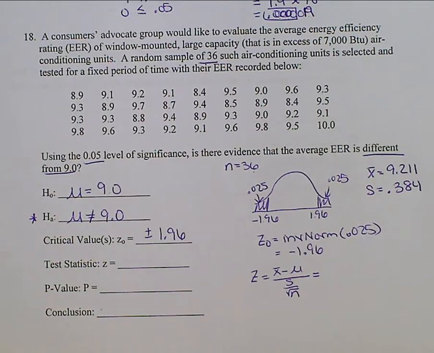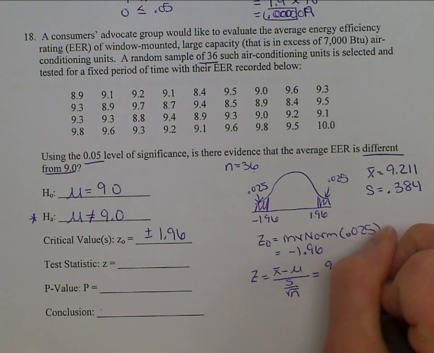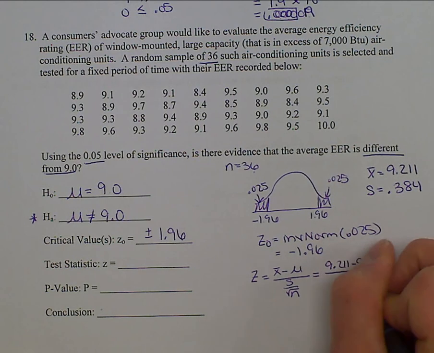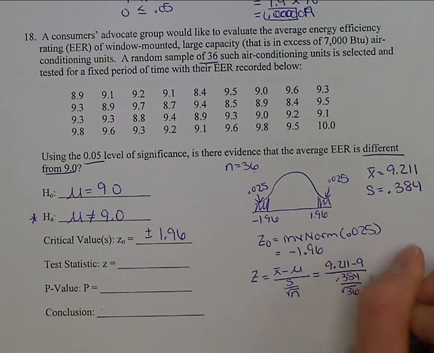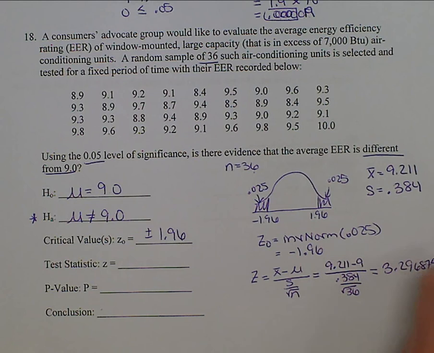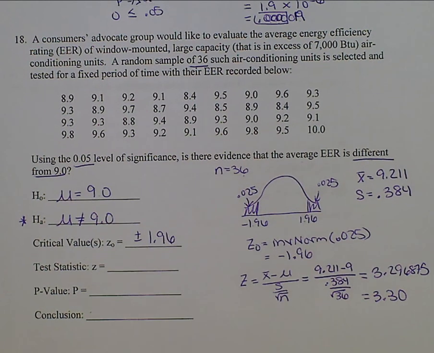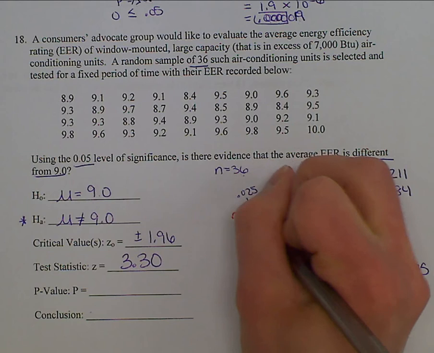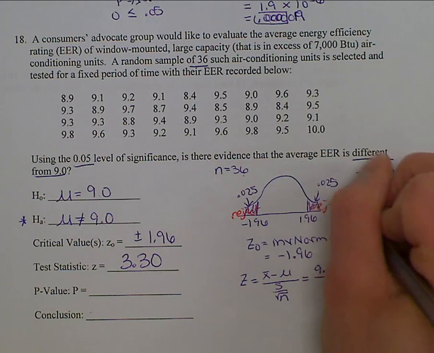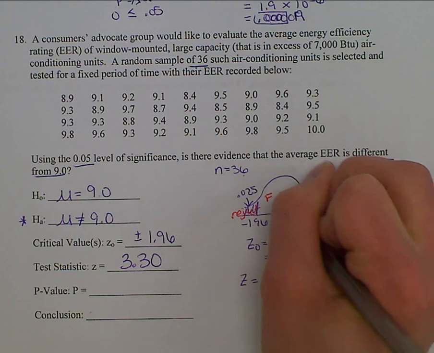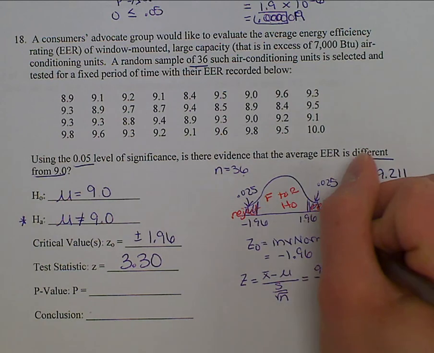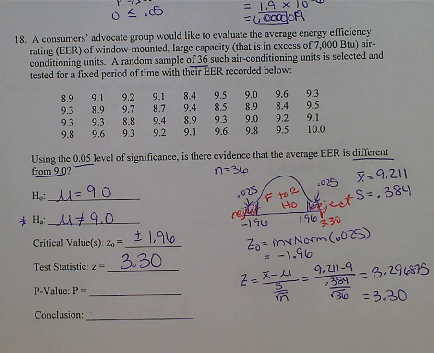So our sample mean, minus mu, divided by our standard deviation over the square root of n, is going to come out to 3.296875. So z-scores, again, we typically round to 2 decimal places, so we're going to get 3.30. At this point, again, we already know what our conclusion will be. We reject if that test statistic falls inside of one of our tails. We fail to reject if it is not. Well, 3.30 is definitely in that right tail, so we are going to reject our null hypothesis.